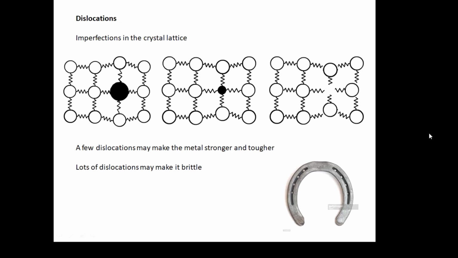But if you have lots and lots of dislocations, then it may make it brittle, because the fact that the layers can slide over each other is what makes it ductile, and that's what makes it tough. And if there are too many dislocations, then it becomes more of an amorphous structure, and it can become brittle. Something like pig iron, compared to wrought iron. Pig iron, or cast iron, is very brittle as well.